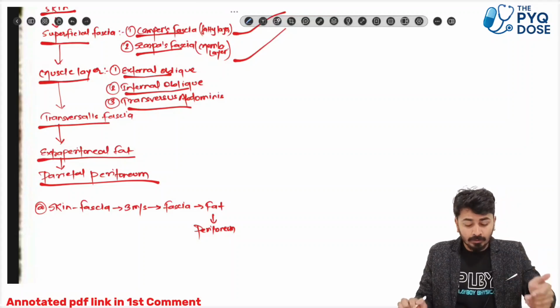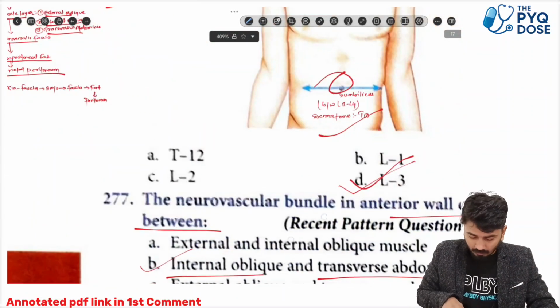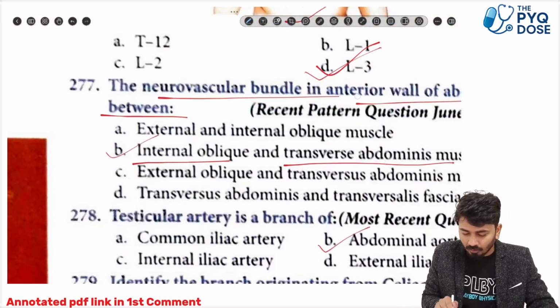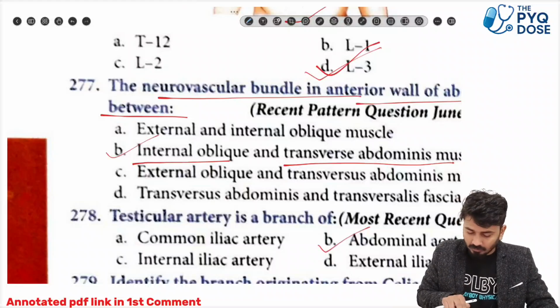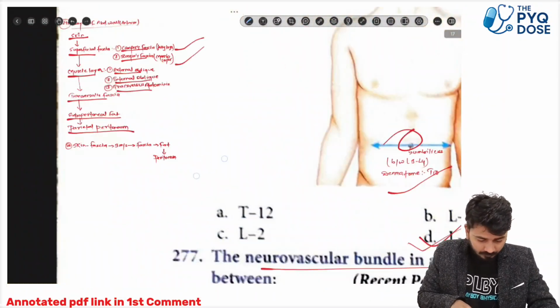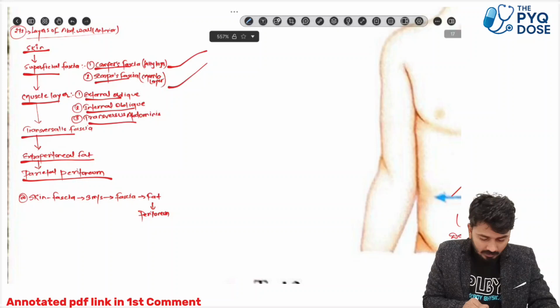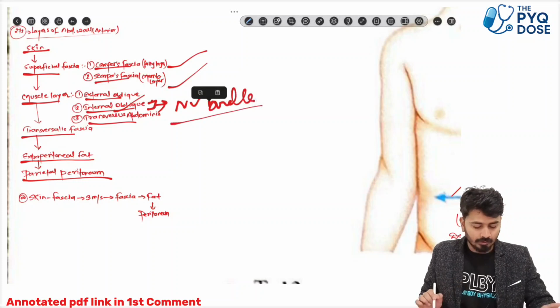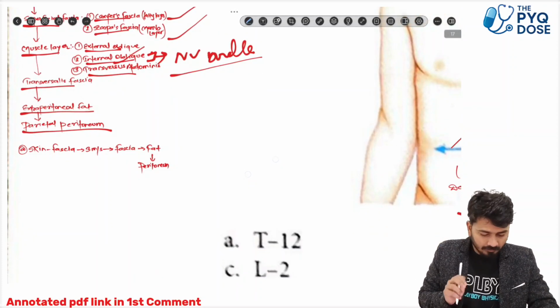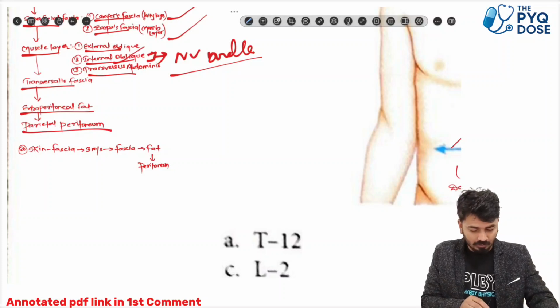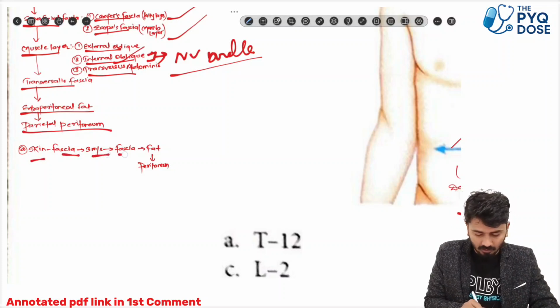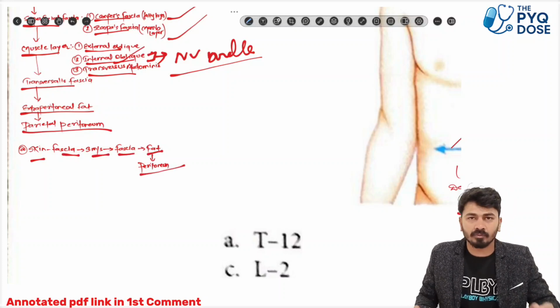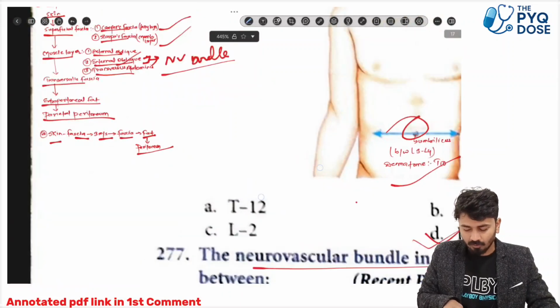They are asking us about the neurovascular bundle in the anterior wall, and this neurovascular bundle lies between the internal oblique and transversus abdominis. So this is the neurovascular bundle, here it lies. Okay, this will be great to go. For last time revision, you can simply remember this line: skin, fascia, three muscles, fascia, fat, and peritoneum. This much is the layers of the anterior abdominal wall.